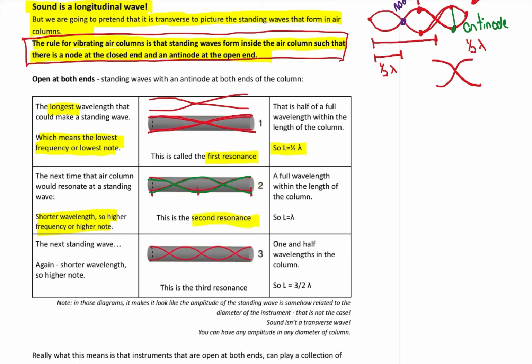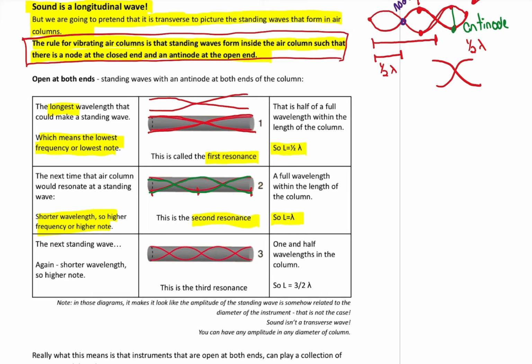And we've kind of got two of those hourglass shapes, where we started at a crest, went down to a trough, back to a crest. That's a full wavelength that's squished into there. So second resonance, we have one full lambda fitting in the length of the column.